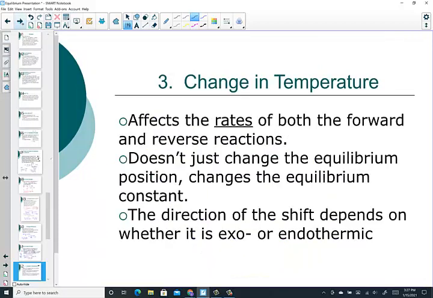Changing the temperature. Well, remember that equilibrium is temperature dependent. Therefore, it affects the rates of both the forward and the reverse reaction. They both increase in terms of their kinetics. And I know kinetics is an upcoming chapter for us yet, but just think of kinetics: the rate of disappearance of reactants or the rate of appearance of products.